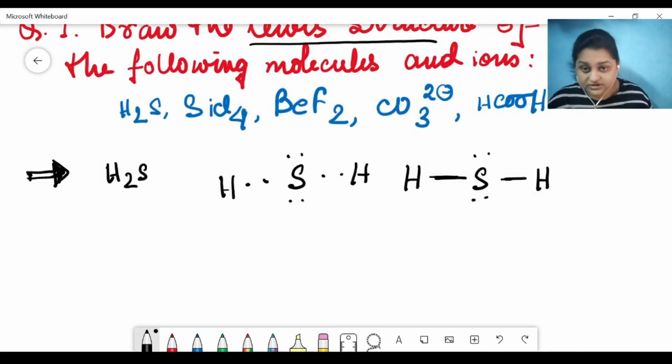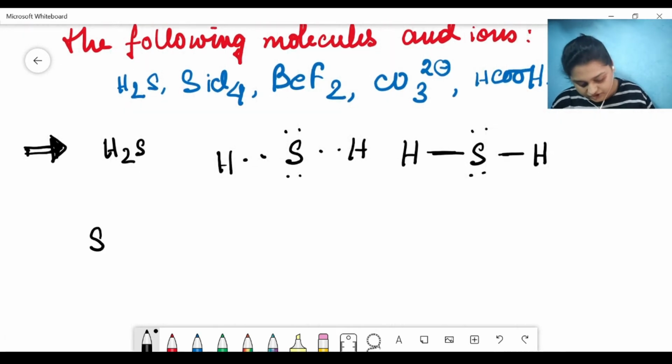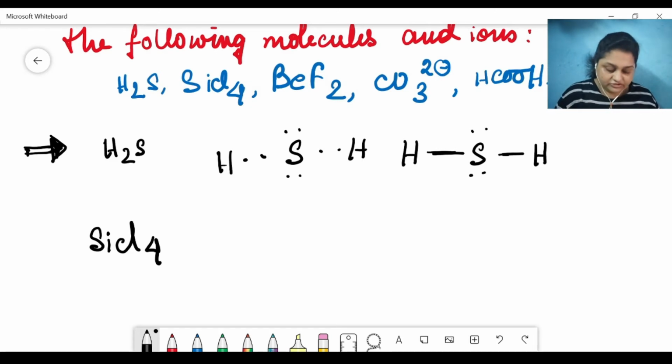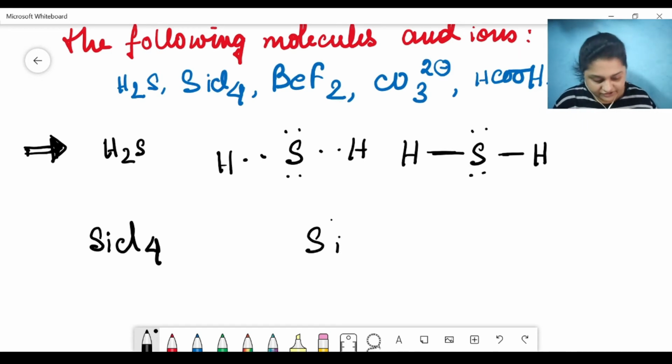The next molecule they have asked us to draw the Lewis dot structure of is silicon tetrachloride. Silicon has 4 electrons in its valence shell. Each chlorine has 7 electrons in its valence shell. Each will share 1 electron with the 1 electron coming from silicon.